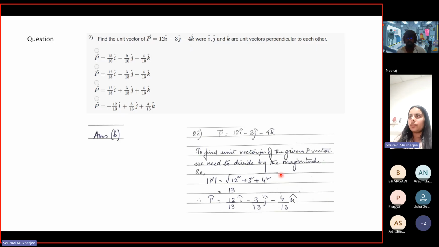Basically this. So root over 12 square plus 3 square plus 4 square gives you the magnitude. And then dividing each component by the magnitude gives you the unit vector in the direction of this particular vector. Okay.